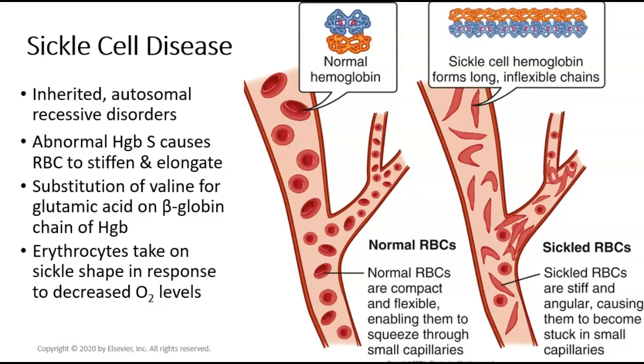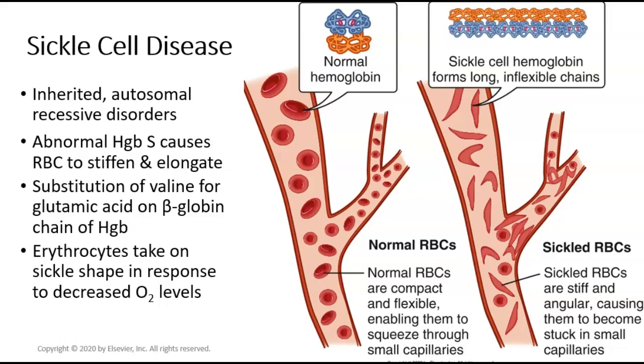So let's look at what happens in this. Basically, there's a substitution in our hemoglobin chain, which causes the red blood cell to stiffen and elongate. And that occurs when there are decreased oxygen levels, so they sickle. And what we see are the effects of that sickling. Sickled cells are stiff, they're angular, they cause clotting, they get stuck in small capillaries, and they can cause a sickle cell crisis and sequestration in organs.